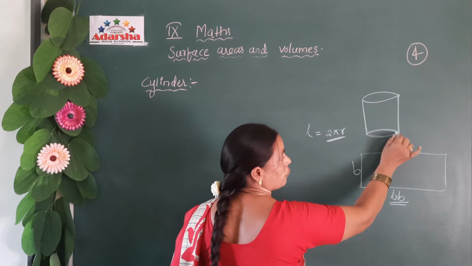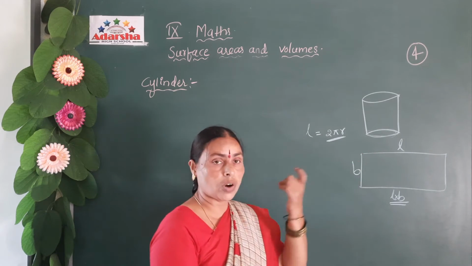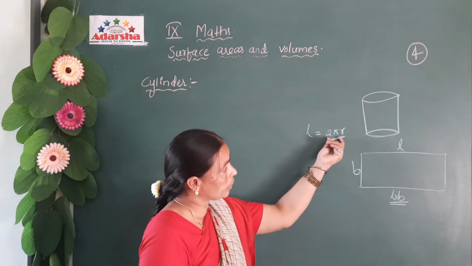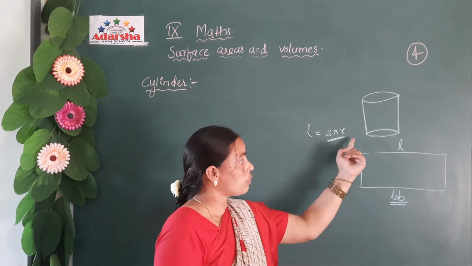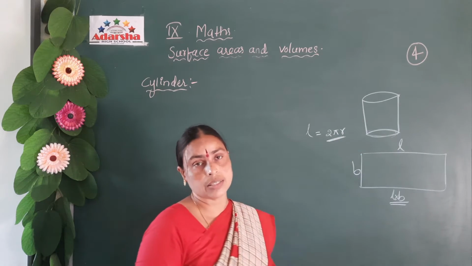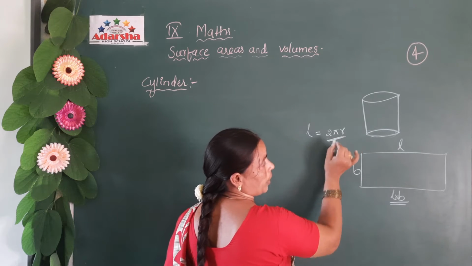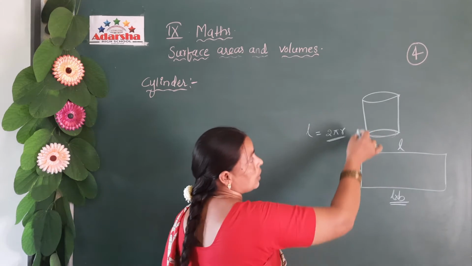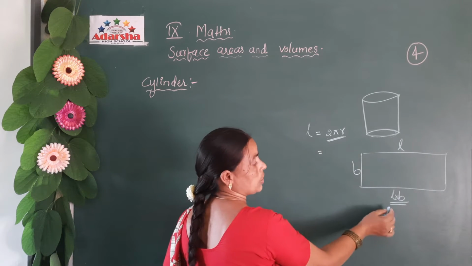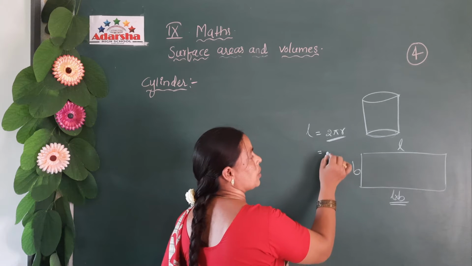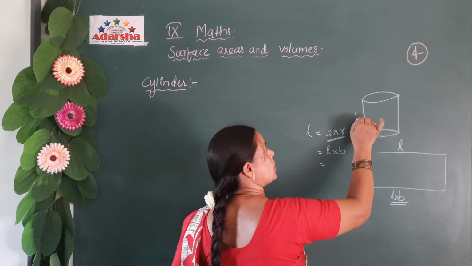What is the circumference of a circle? Circumference means perimeter. For a circle we call that the circumference. The circumference of a circle is equal to the length of the rectangle. What is the circumference of a circle? 2 pi r is the circumference of the circle. Here this is the length, we got 2 pi r for the cylinder, and this is the height. Height is the breadth. Then what is the area of the rectangle? The area of the rectangle is length into breadth. So this breadth becomes the height of the cylinder.